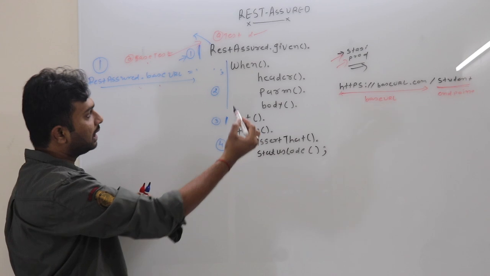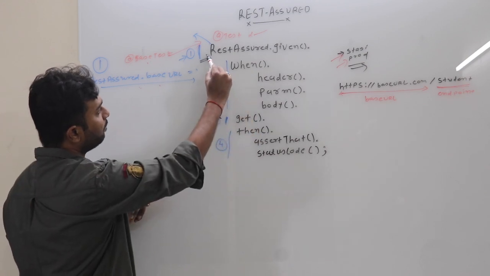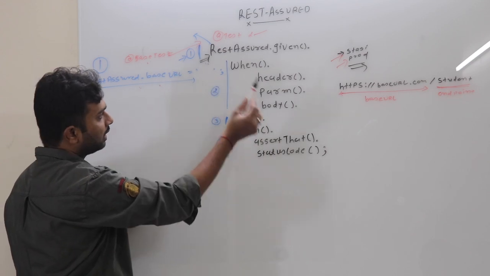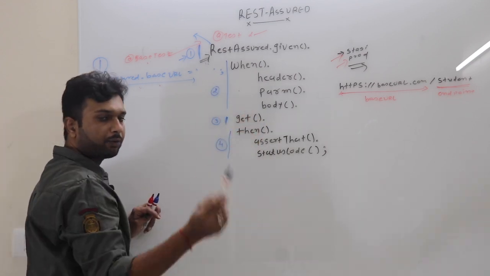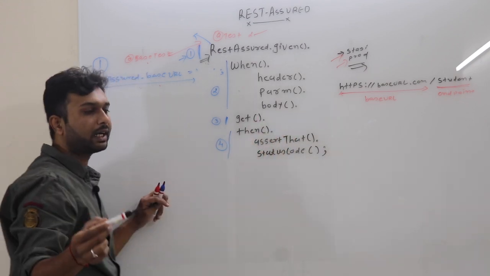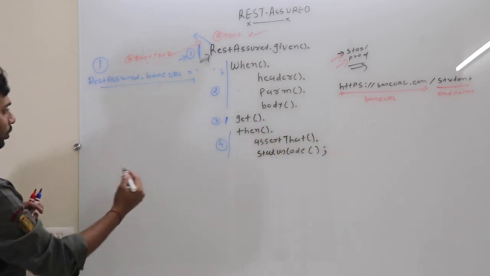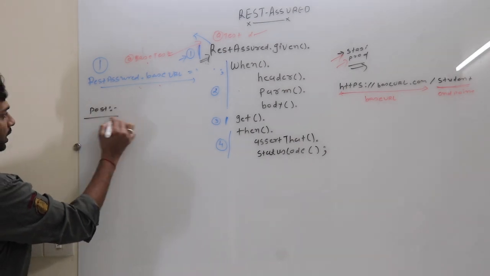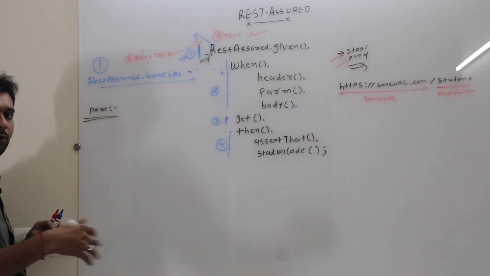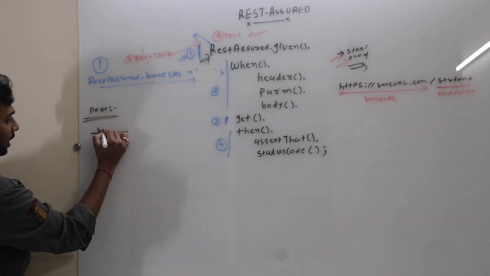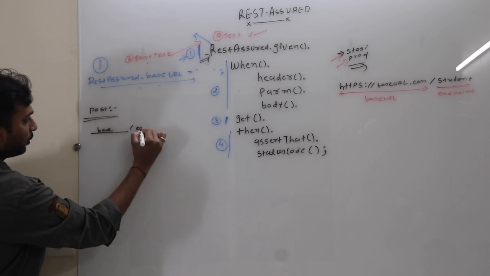We understand the first point, right? We need to set the base URL here. So in the first part we are setting the base URL. In the second part we are passing header, param and body. Before this we need to understand get and post requests. For example, I am taking a post request. How are we triggering the post API? Let's say this is my base URL and this is my endpoint.